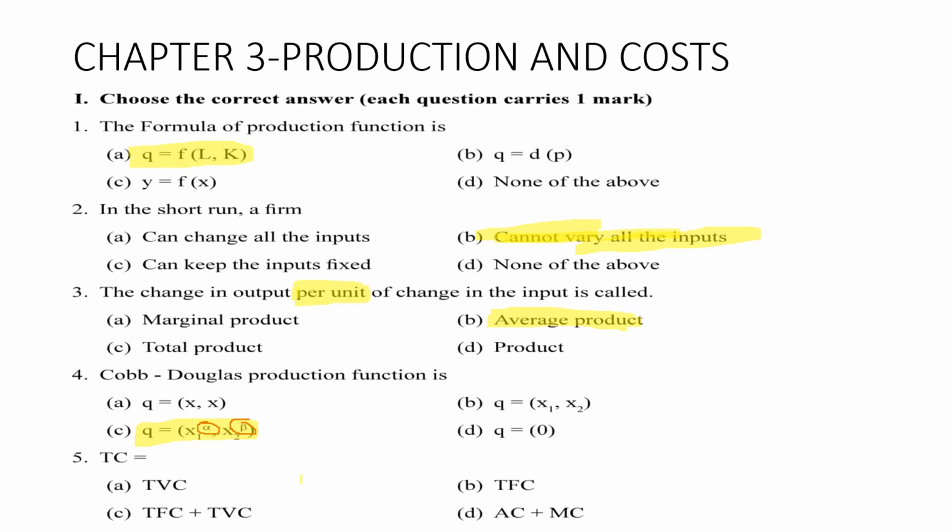Okay. Then TC, total cost is equal to what? So very simple, total cost is equal to what? It is total fixed cost plus total variable cost. So TFC plus TVC gives us TC. So this was in your match the following also.